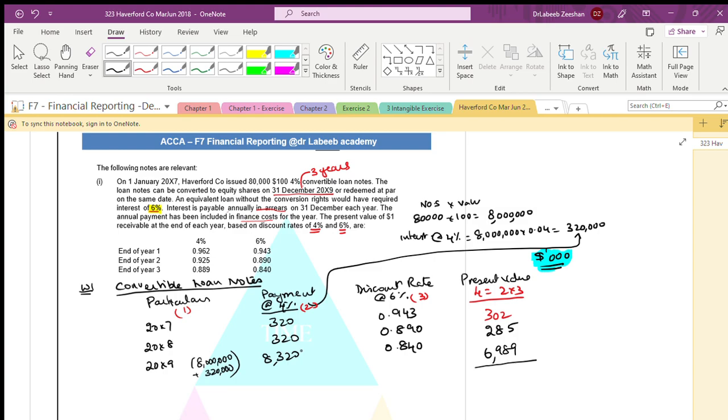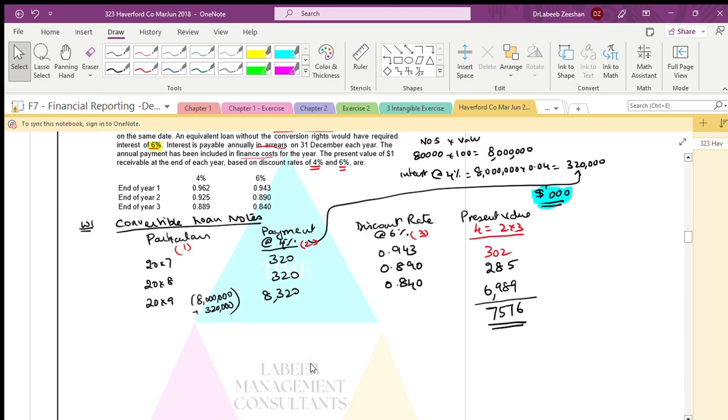This is in thousands. How much is there? 2 plus 5, 7, 7 is 6, 6, 1, 7, and this is 1, 5, and 7, 5, 7, 6. Is it 7, 5, 7, 6? How much is that? There is a difference.